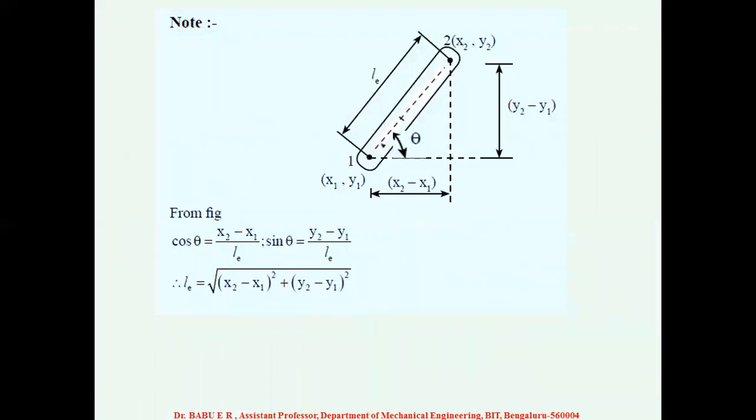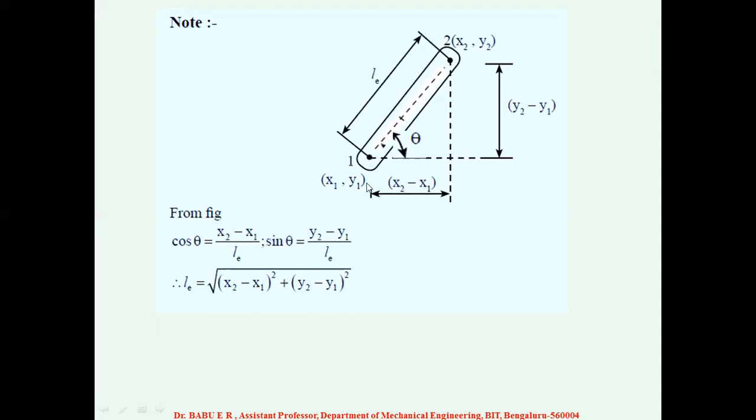Before going further, we need to know the direction cosines. Cos theta and sin theta are the direction cosines. For a truss element, we have to find the value of the direction cosines. For that, I have taken one truss element having nodes 1 and 2, represented in the Cartesian coordinate system. Let node 1 be located at x1, y1, and node 2 at x2, y2. Let the length of the element be LE. The truss is inclined at an angle theta with respect to the global coordinate system.